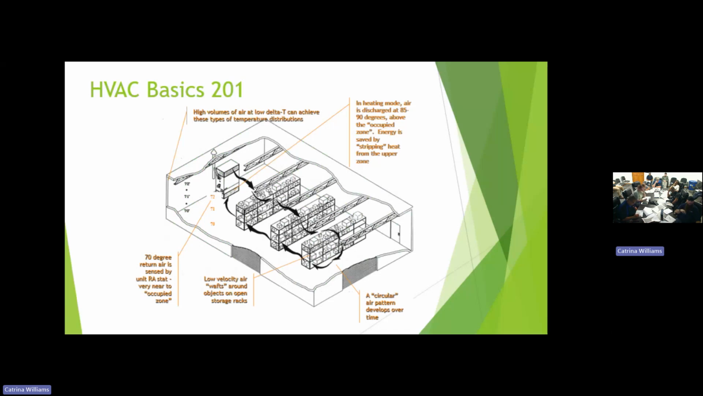What does it mean by occupied zone? Well, that's basically what we're talking about for the creature level down here where the workers might be. Is that 6 feet high? I wish I could say that for me, but 6 feet is the electrified height. So yeah, we're just talking about where the people are going to be.